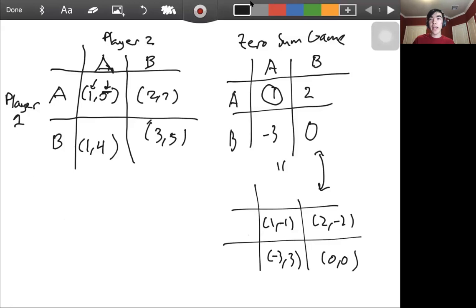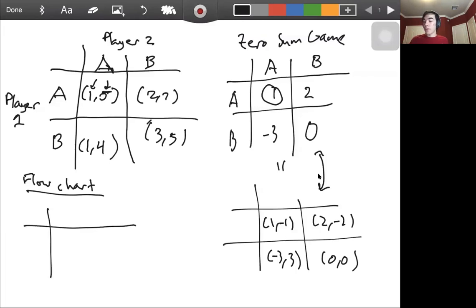So now we can get into strategies of how to find equilibria. So there's a concept of a flow chart. And a flow chart is a map, or like you place arrows onto one of these grids that tells you where each player prefers to go. So let's apply it to a zero-sum game first because it's easier to see what's going on in a zero-sum game.